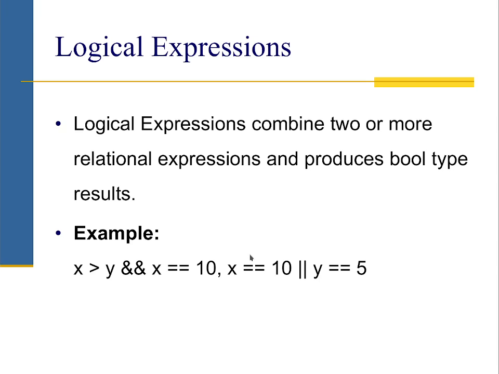Logical expressions combine two or more relational expressions and produce bool type results, like this. Actually, this is the equality operator. We are comparing x to 10 to find something, and this also produces a bool type result. So let's say x is 5 and we put the equality sign between it and 10. You can basically tell 5 is less than 10 and never equal to 10. So this expression will yield a false result.